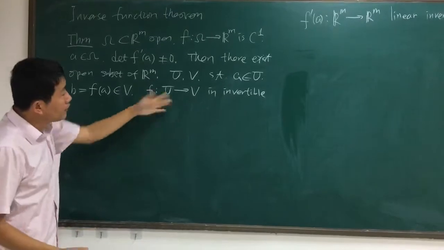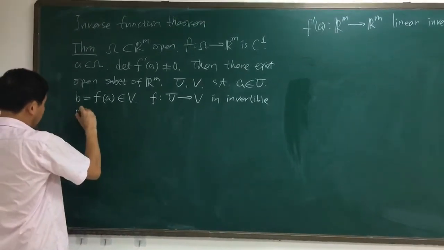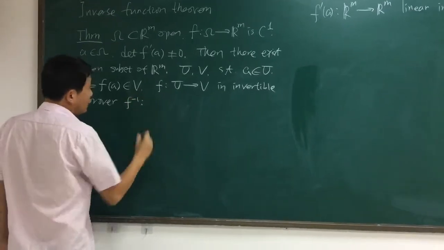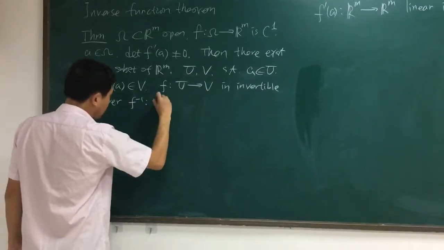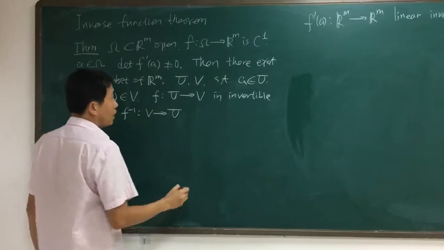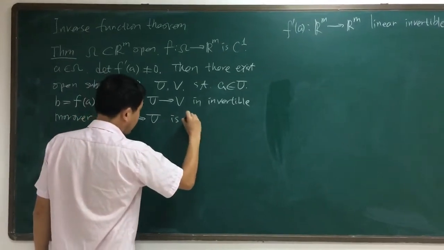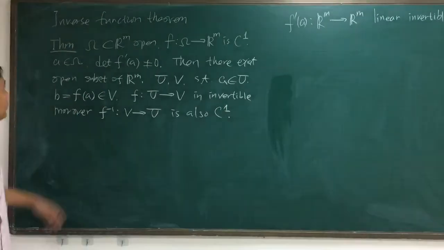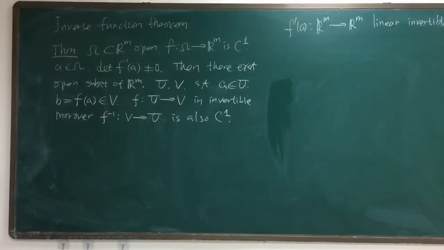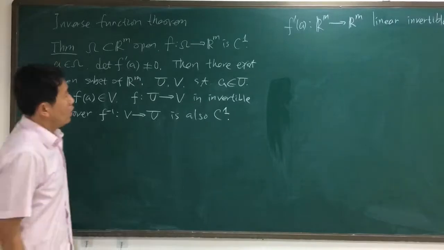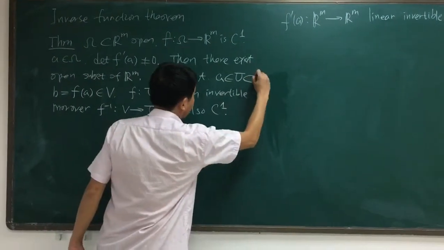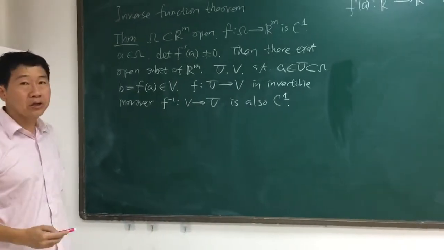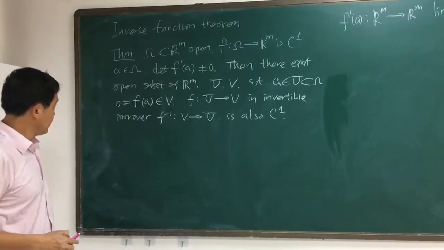So it has an inverse map. The inverse map is a map from V to U. It's also smooth. So this is the inverse function theorem. Of course, this U is a subset of omega. Okay, this is our main theorem for this lecture.